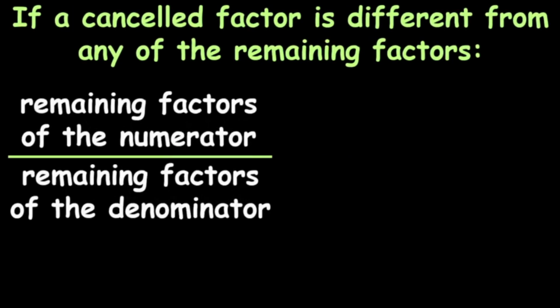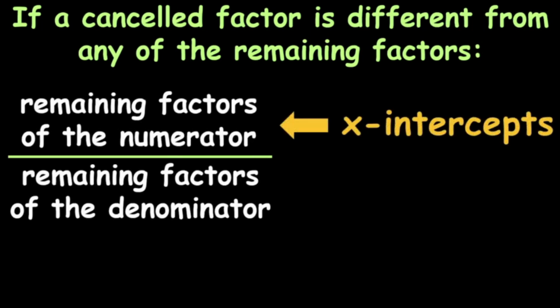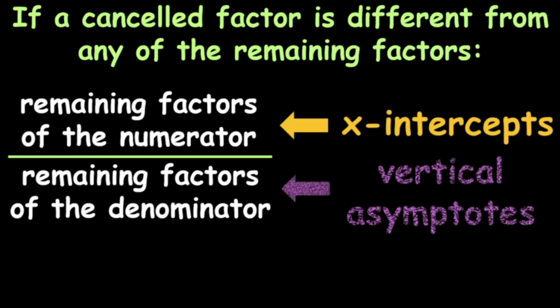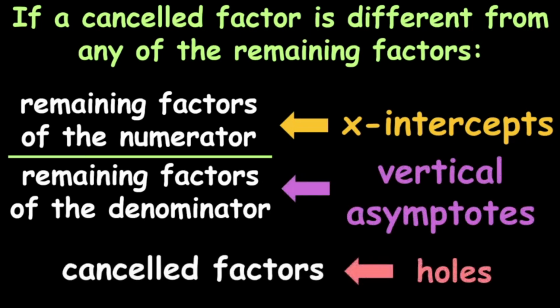Case 2 with cancelled factors. If a cancelled factor is different from any of the remaining factors, then the remaining factors of the numerator will give the x-intercepts, and the remaining factors of the denominator will give the vertical asymptotes. The cancelled factors will give the wholes.